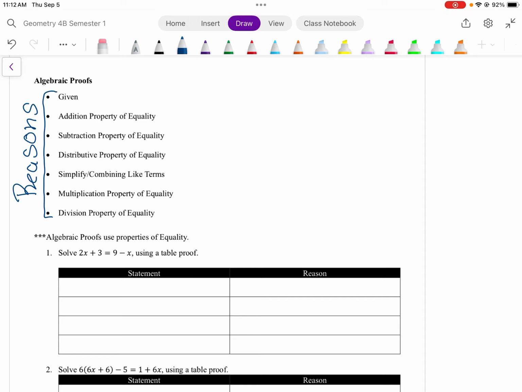Right now, our focus is just on algebraic proofs. We are going to do different types of proofs throughout the year, but for right now, we're just focusing on the algebra ones. To do algebraic proofs, you are basically solving equations, but you're just giving a reason why you're doing each of the steps, or a justification for each of the steps.